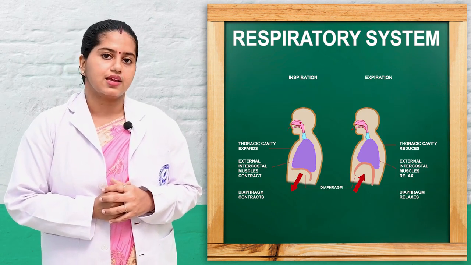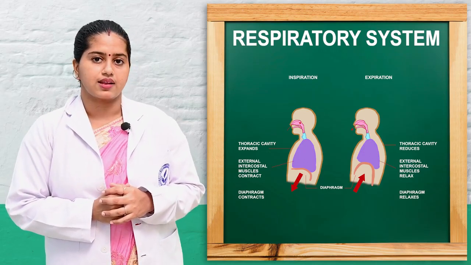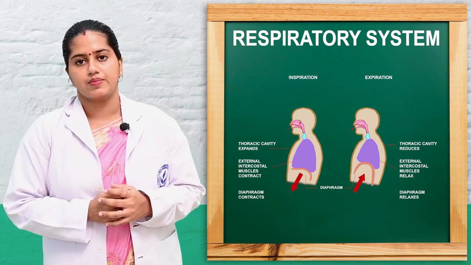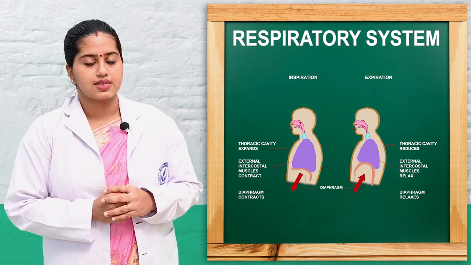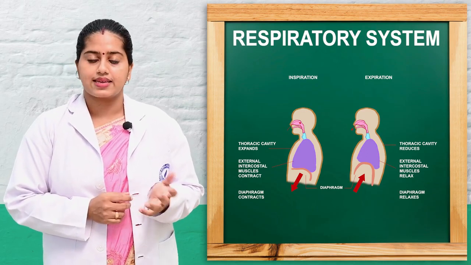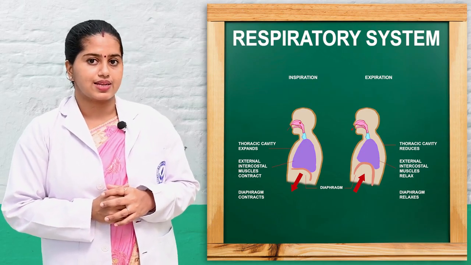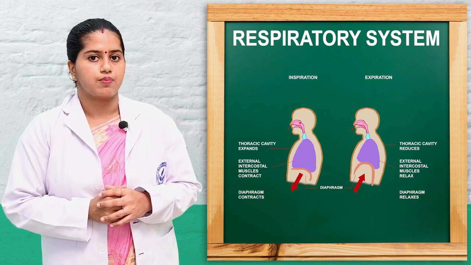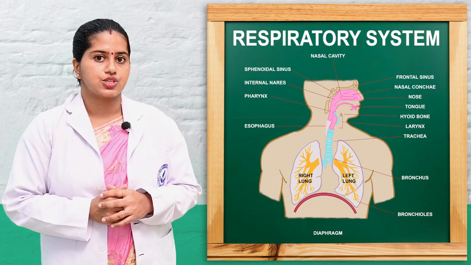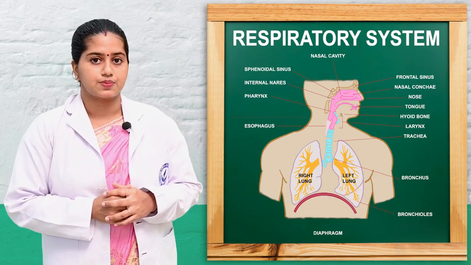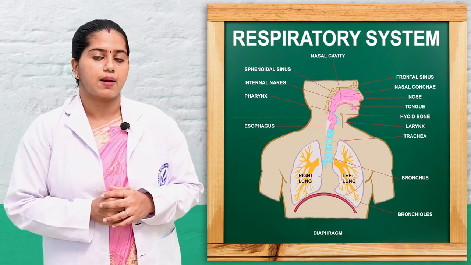The last one is the accessory structures, that is the muscles. Mainly the intercostal muscles. Two types are there: internal intercostal muscles and external intercostal muscles, and the diaphragm. The diaphragm is a dome shaped muscle that separates the thoracic cavity and the abdominal cavity. These muscles are very much essential for the inhalation and exhalation of the gases with the help of sympathetic and parasympathetic reflexes. As a nurse, we should know the basic structure of the respiratory tract, and we can correlate this with the disease conditions and the applied anatomy.